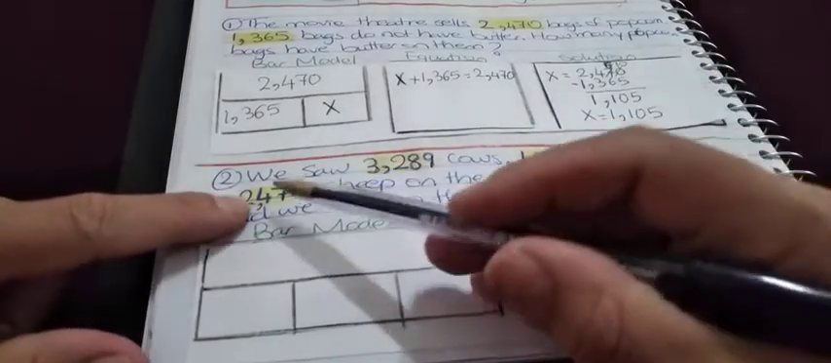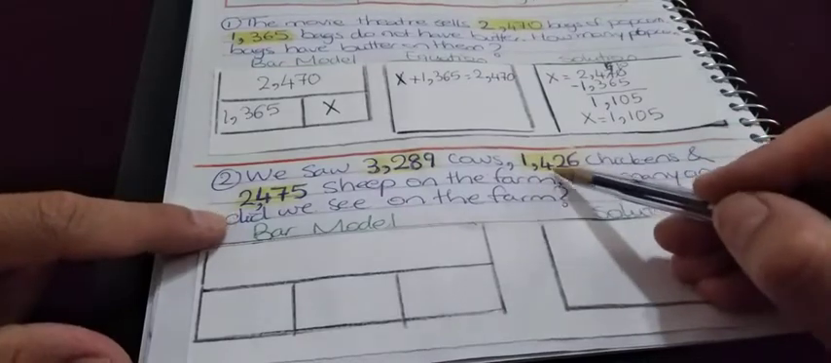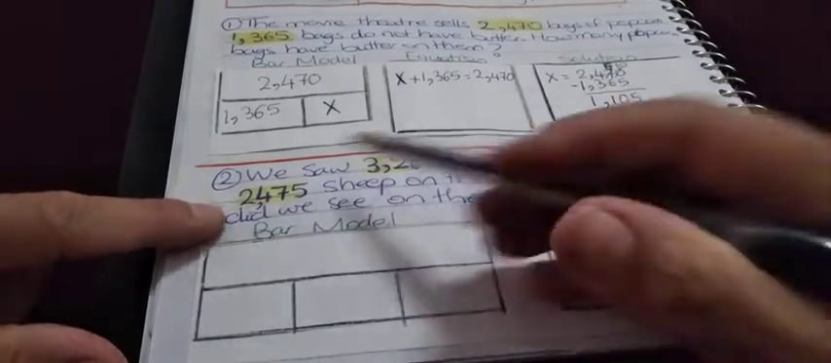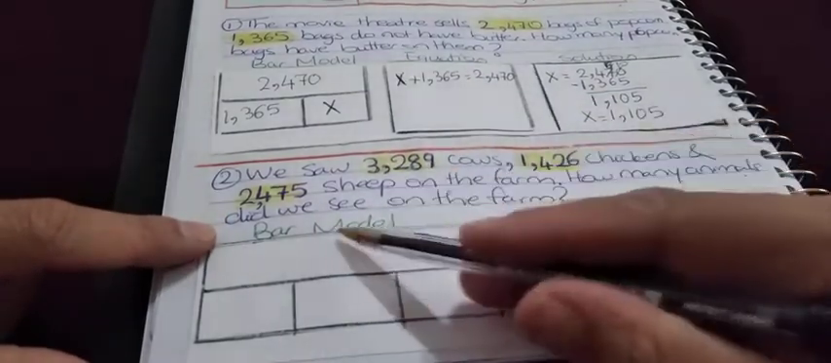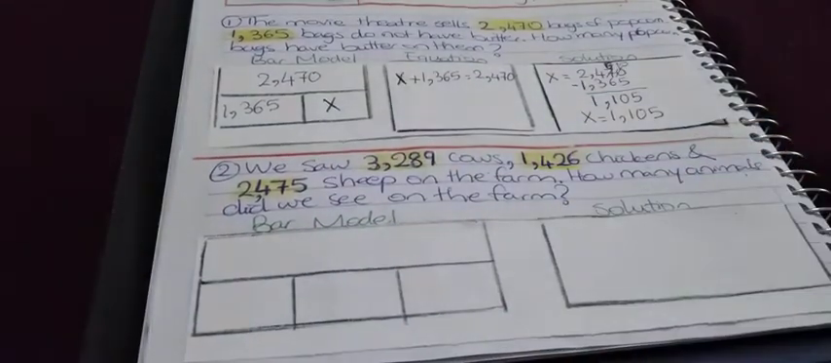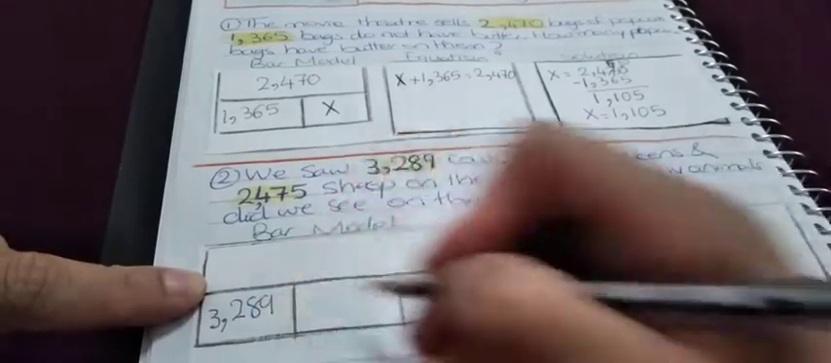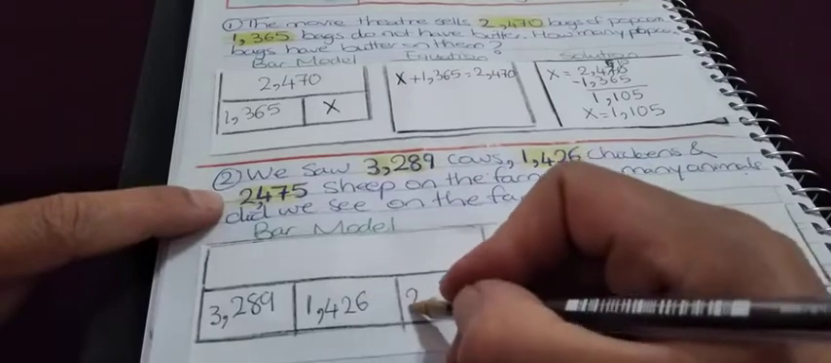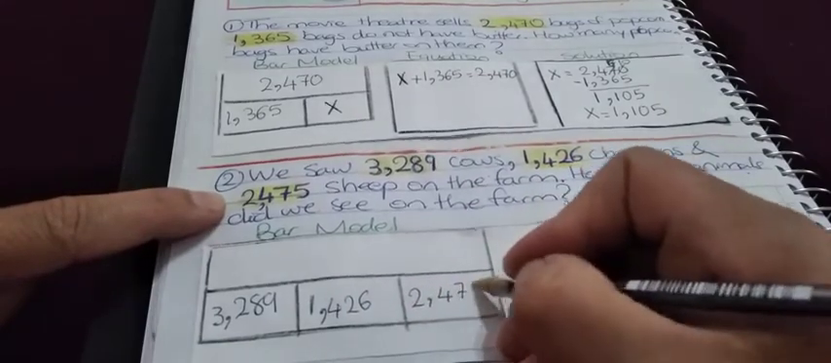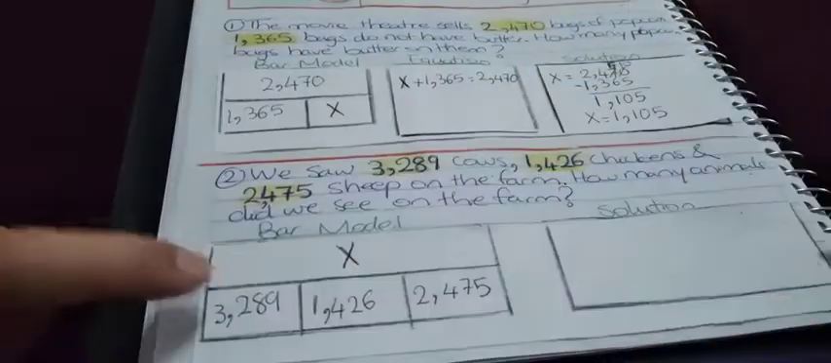Let's solve this one. We saw 3,289 cows, 1,426 chickens, and 2,475 sheep on the farm. How many animals did we see on the farm? We want the total number of animals. So there is 3,289 cows and 1,426 chickens and 2,475 sheep. We want the total. So the total, we'll call it x here.